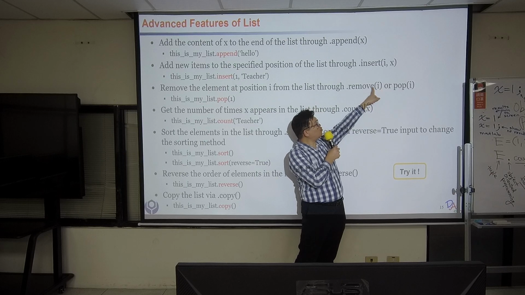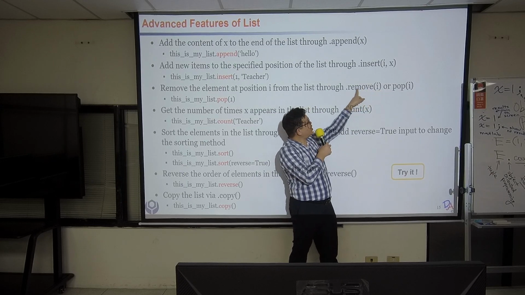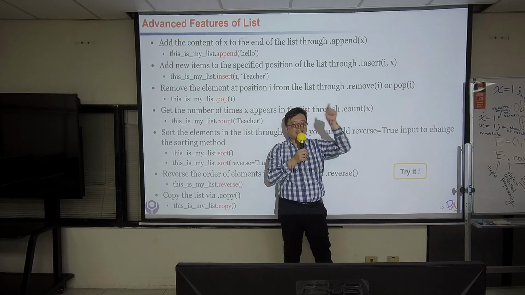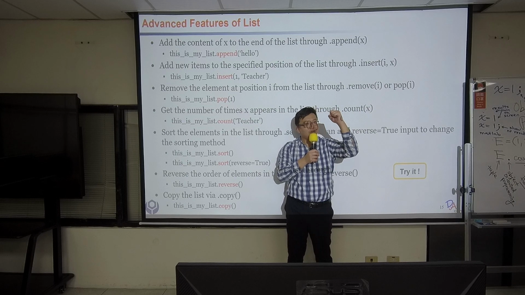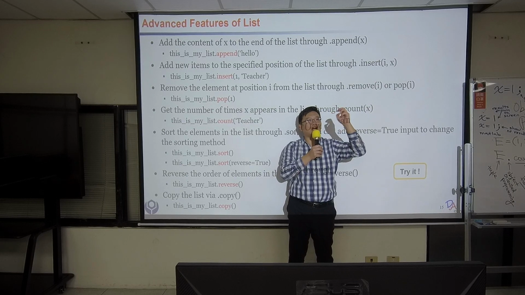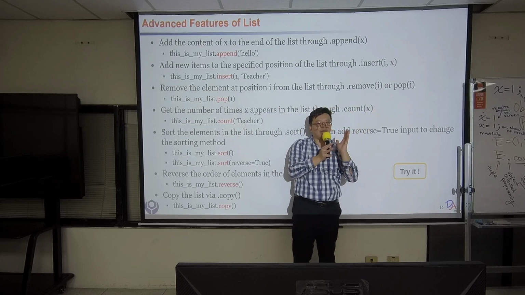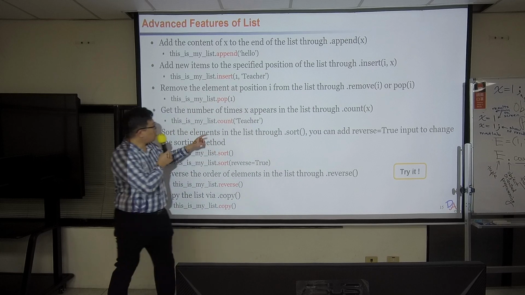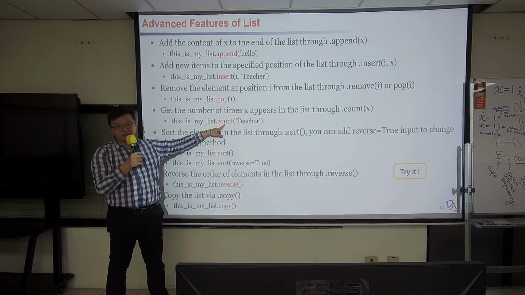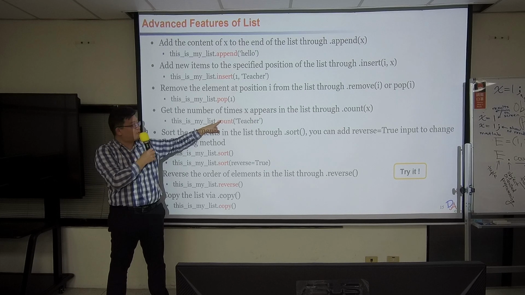So what's inside remove or pop is the index. So if you say a list dot remove bracket 0, that means the first content will be removed. Or pop bracket 0 remove. Okay? We already talked about count. Same as what you did for tuple.